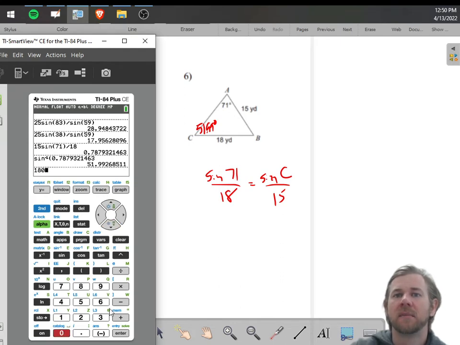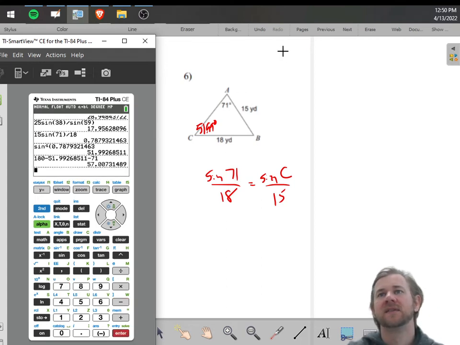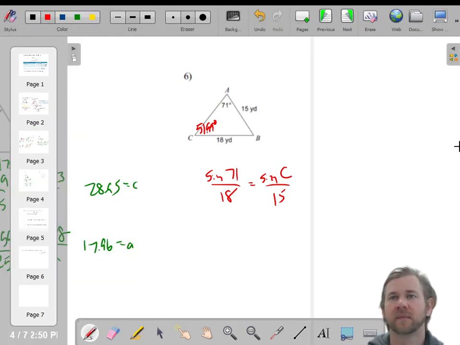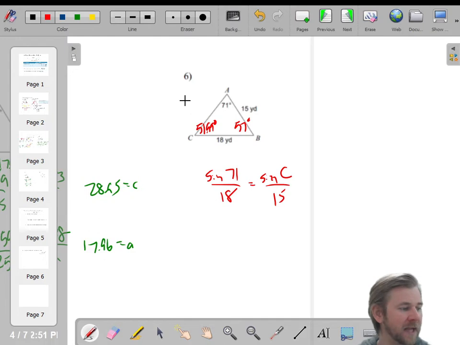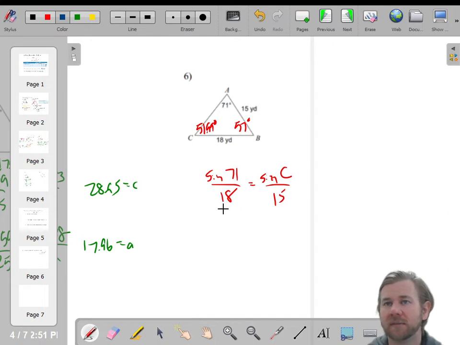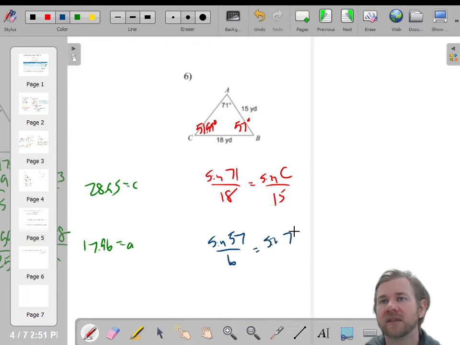180 minus this guy minus 71. Now I've got angle B. It's 57. There's a really tiny decimal in there, so they don't add up quite to 180. And now I can go ahead and use law of sines to find what I need. I'm just missing side B. So I'll do the sine of 57 over little b is the sine of 71 over 18.